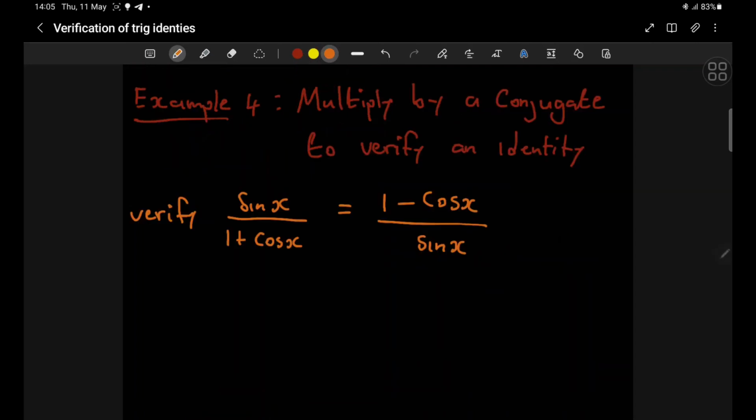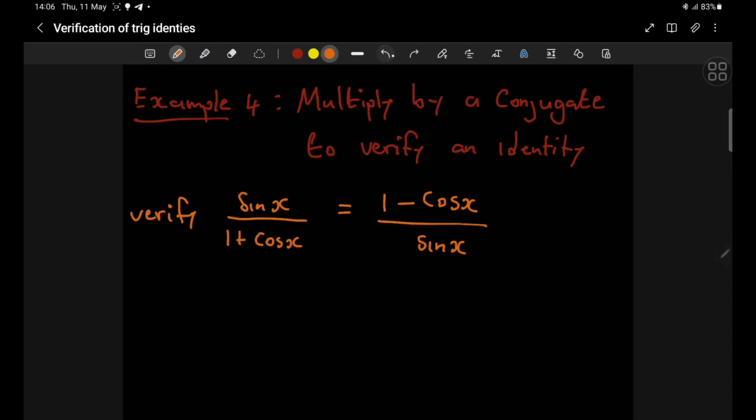So our next example is an expression that demands you to use an aspect of multiplying with the conjugate. This one usually applies on fractions where you have an expression of this sort. It could either be 1 minus or 1 plus whatever you have. So in order to solve some expressions like that, you may need to multiply with a conjugate.